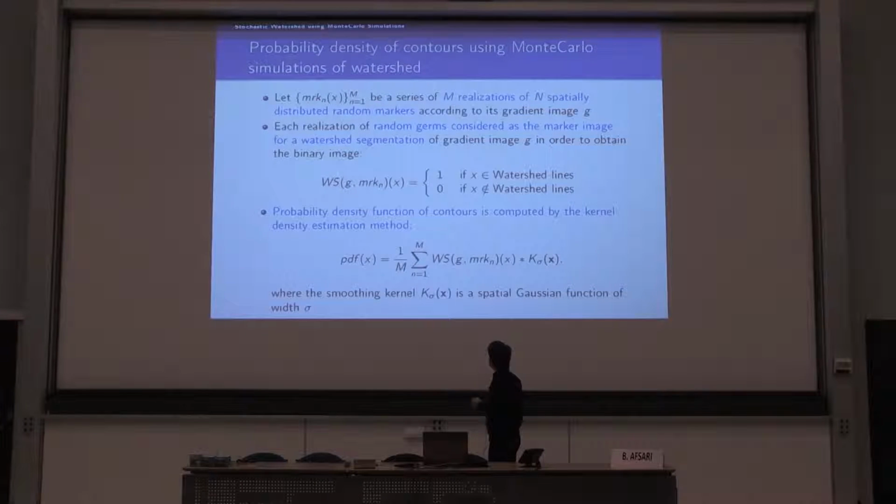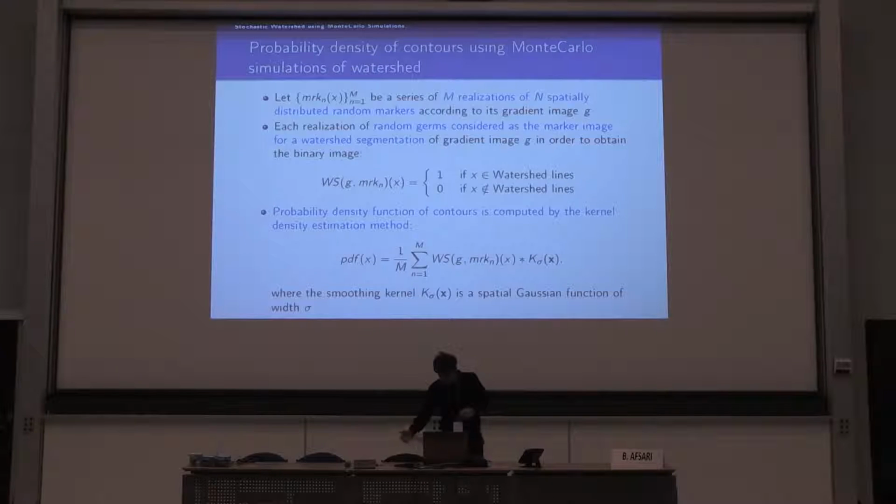For each one of the realizations, you will compute the Watershed transform of the realization according to the random markers, and you will take the indicator function of the result of this simulation, and then you will estimate the probability density function by a Parzen window method using the result of each one of the realizations.